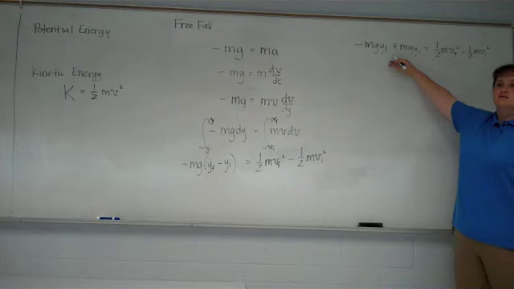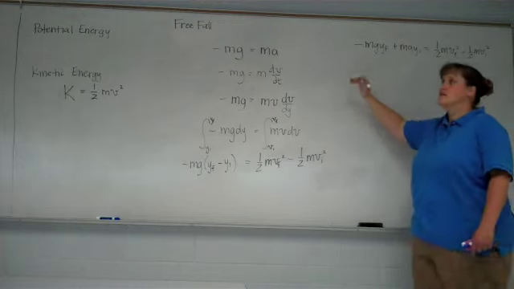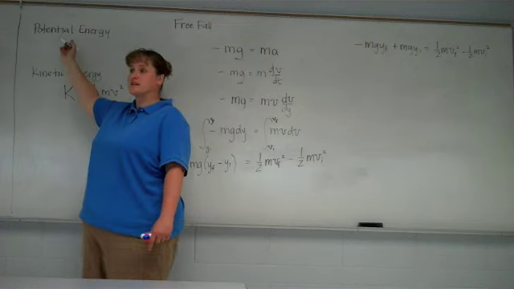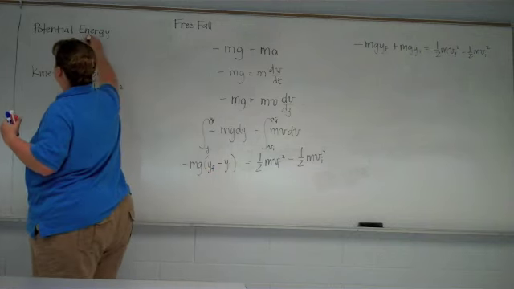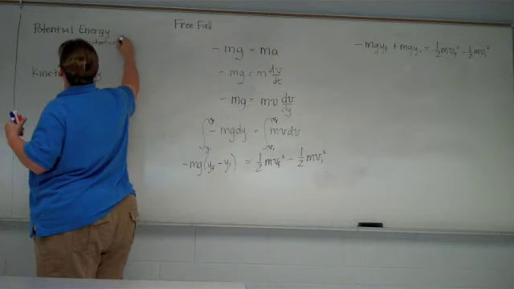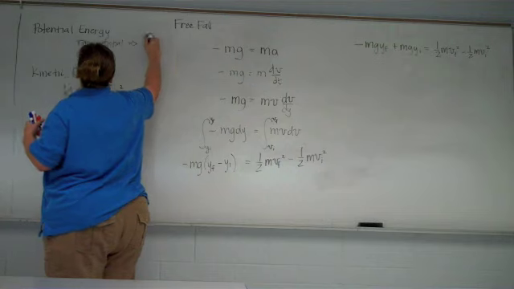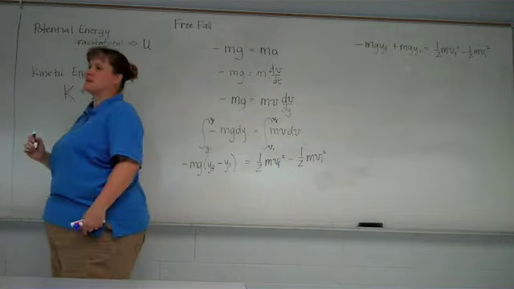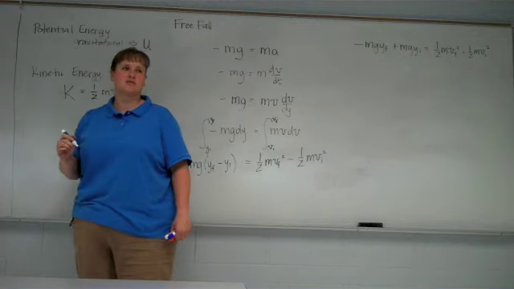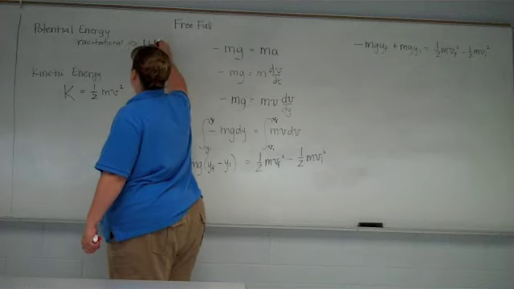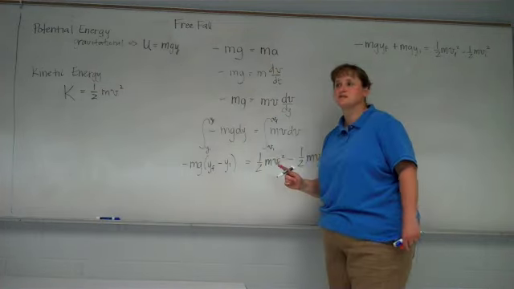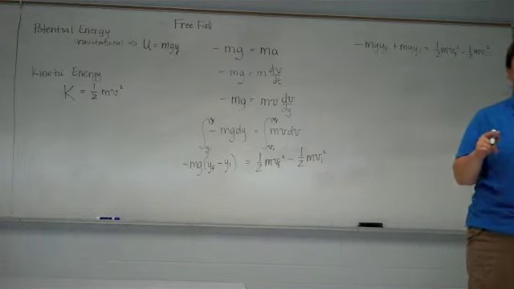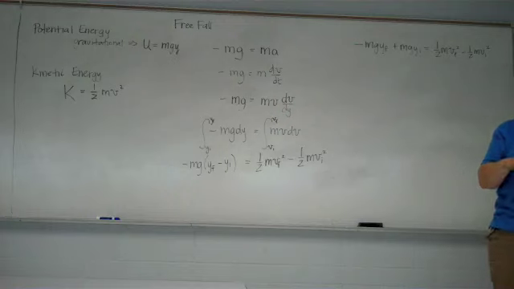This over here, mgy, that is our gravitational potential energy. That's the potential energy stored in your object because it is at some height y. So gravitational potential energy, our book uses a capital U for potential energy. I'm not exactly sure where that came from, but that's what we use. Gravitational potential energy depends upon the mass of the object, the acceleration of gravity, and y being a vertical position.